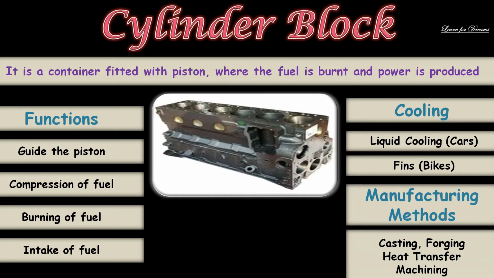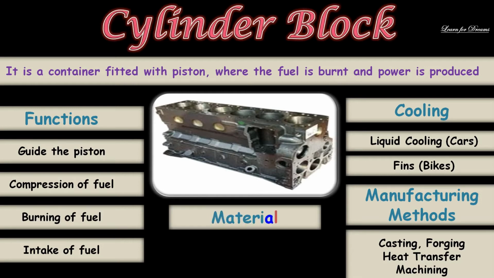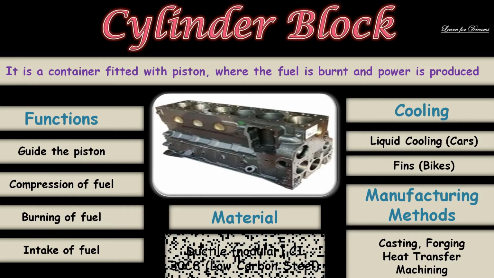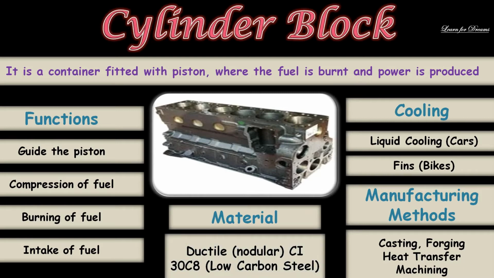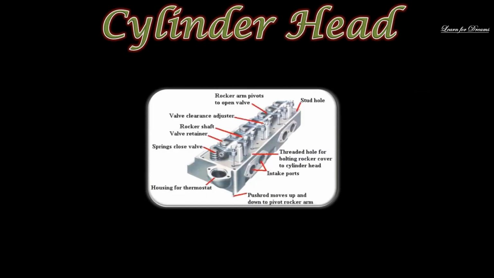Next one is the manufacturing methods. Casting and forging are two very famous methods used to manufacture the cylinder block. But in many cases only the casting method is used, because it is easier to manufacture the cylinder block with casting rather than forging, where you heat the component and by heating you shape it. A complex cylinder block is not possible in case of forging. Next one is the material. The material used is ductile cast iron.